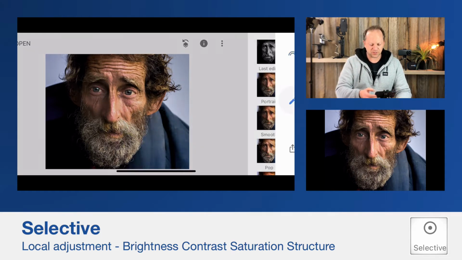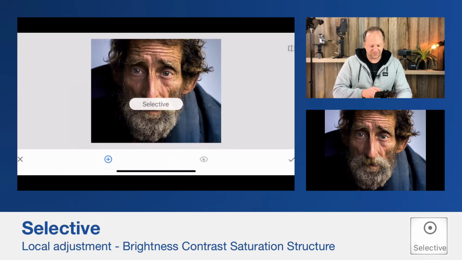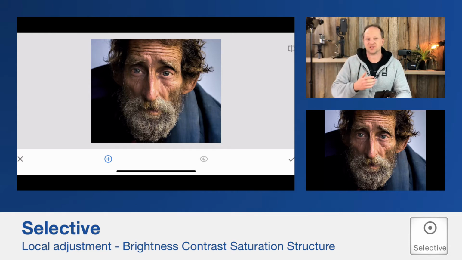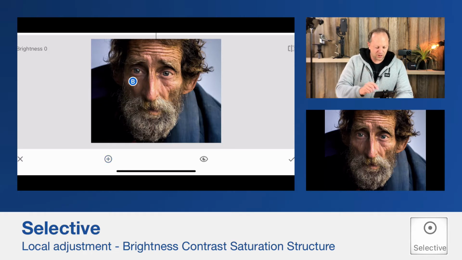So tap on the pencil and we go to selective. Now the lower bottom thirds down the bottom, as it says local adjustment, you can control the brightness, contrast, saturation and structure, which is really cool. So what I'm going to do is concentrate on the brightness. So press on the tap, there's the plus icon. Tap where it's a bit dark, and then with two fingers just pinch and zoom to that area and then just swipe to the right.